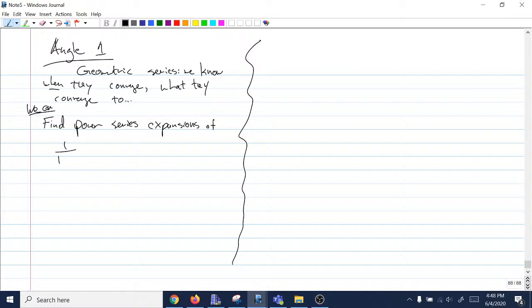We did 1 over 1 minus x as our baby one. 1 over 1 minus other expressions of x, like x squared. 1 over 1 minus negative x squared I can do. 1 over 1 minus 5x. If I get good at pulling a constant out, I can do 1 over 2 minus 6x. We didn't do an example like this.